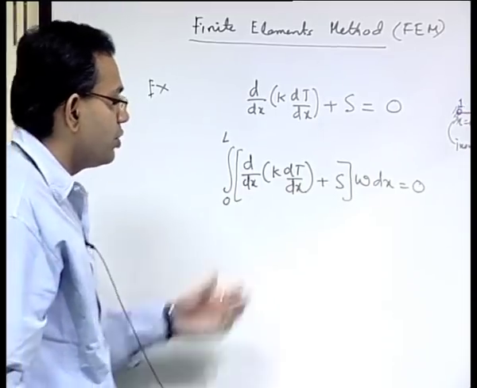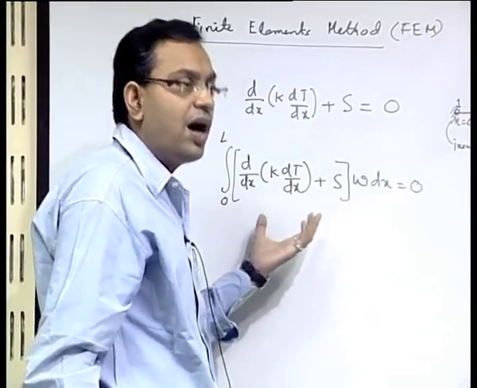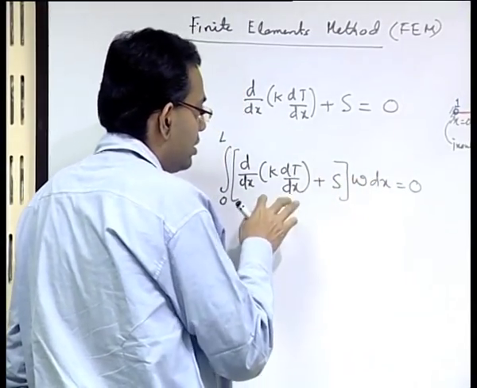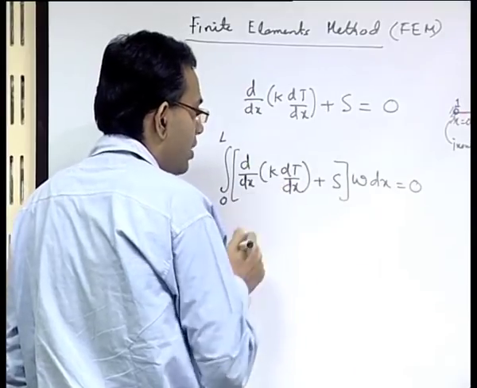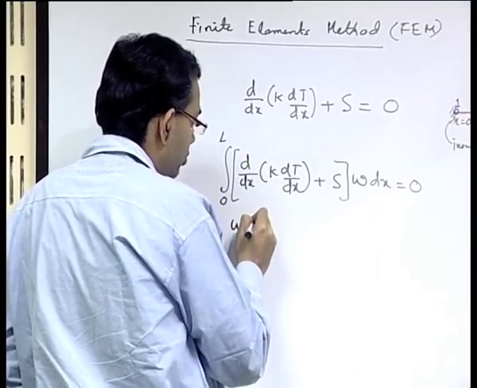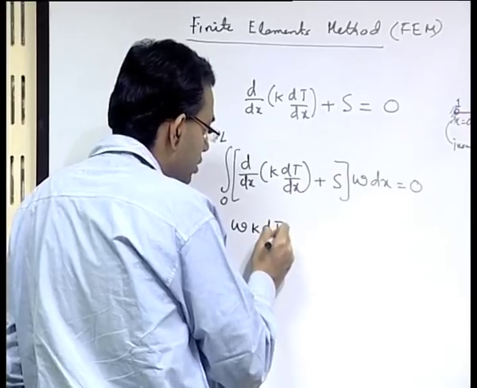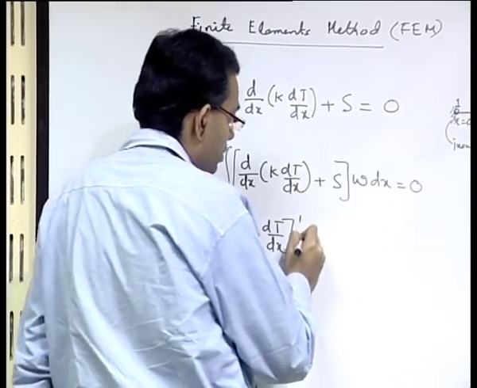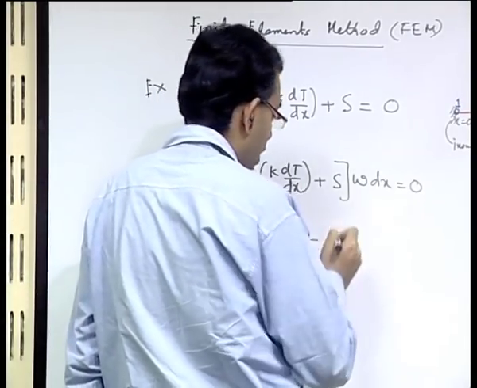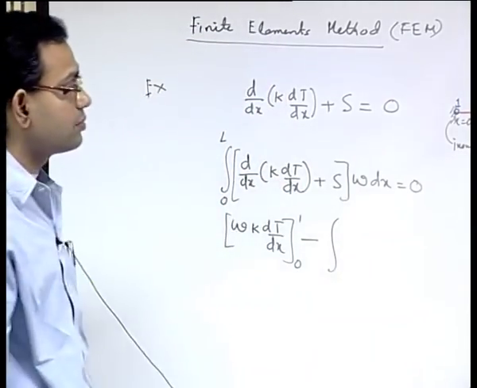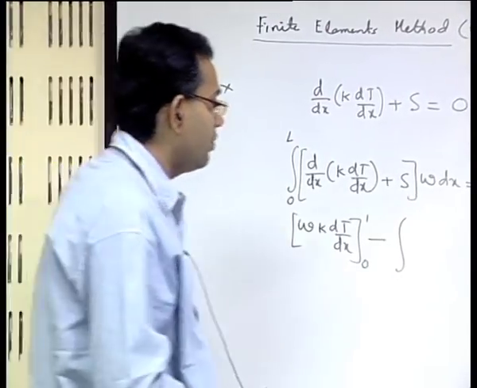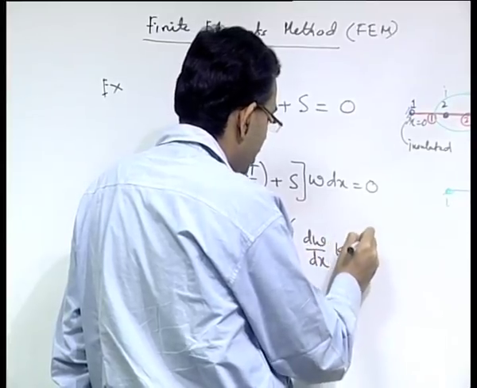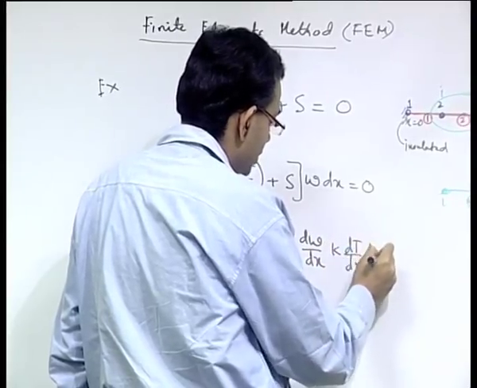Then what we will do is we will integrate it by parts. So, w will be the first function and the remaining will be the second function. So, w into k dT/dx, minus integral of the derivative of the first, dw/dx, into integral of the second, k dT/dx, dx.